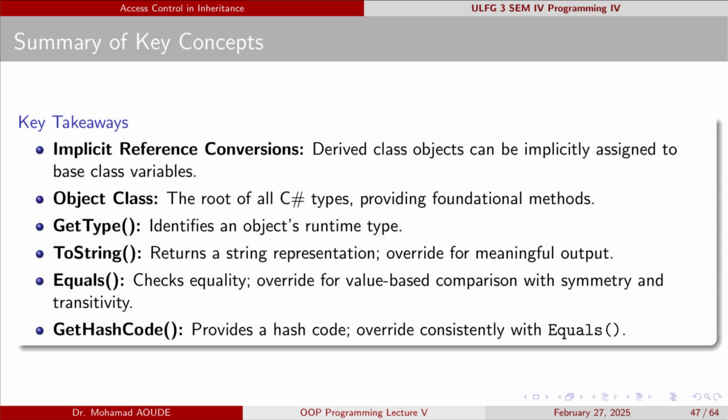Summary of object class methods: GetType, runtime type info; ToString, human-readable string; Equals, logical equality; GetHashCode, integrity in hash-based collections. These methods are foundational. Understanding and overriding them gives your classes professional behavior out of the box.